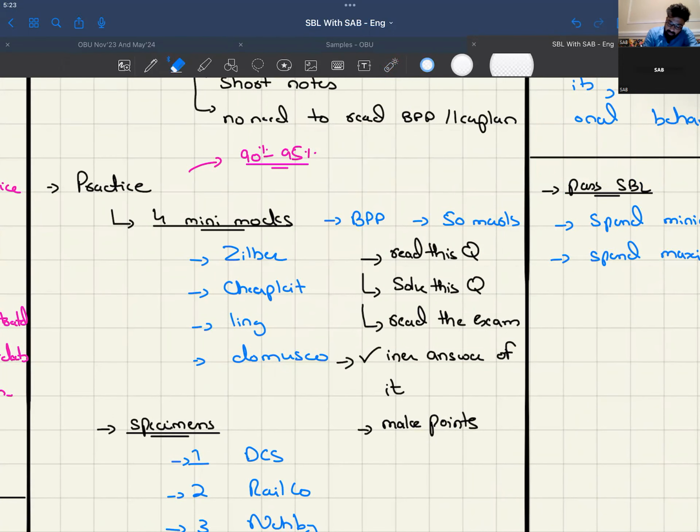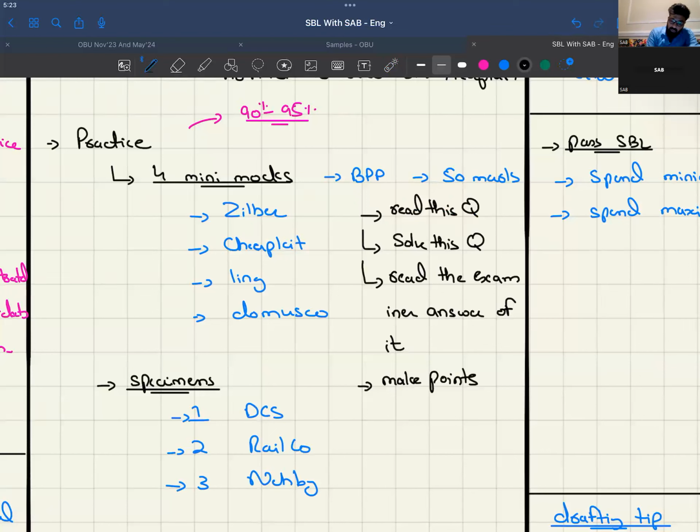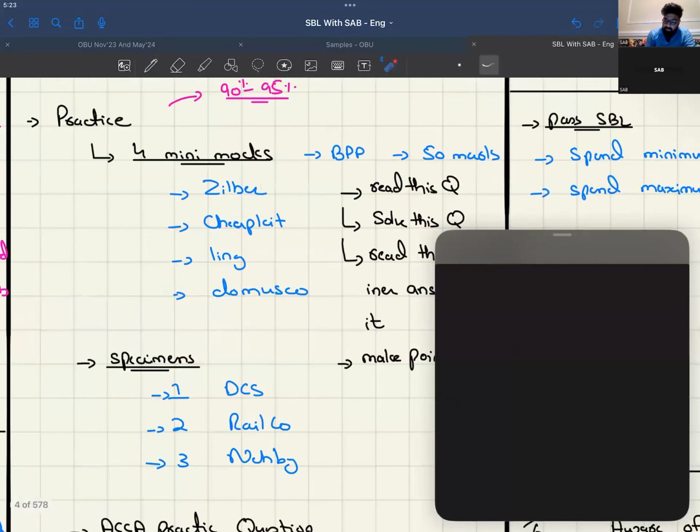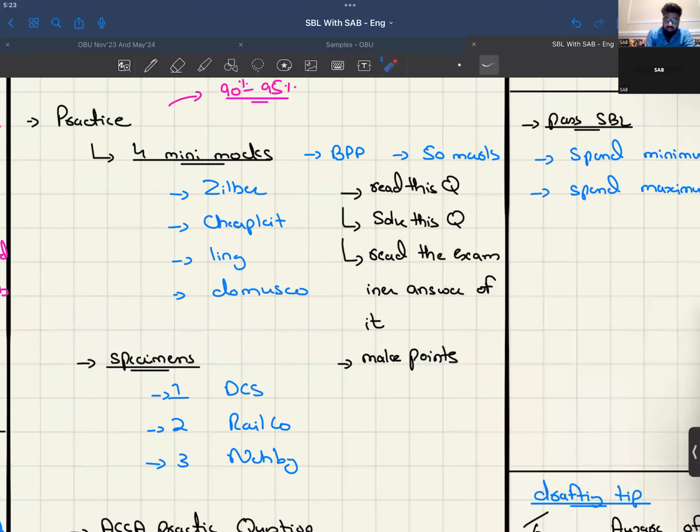Now these four mini mocks are done. Now we have to move on to specimens, and therefore I wanted you to have a session on formats and professional skills, which is now done. So now we can use those skills we have learned in the specimens, right? Our target for this week is these three specimens, 1, 2, and 3.